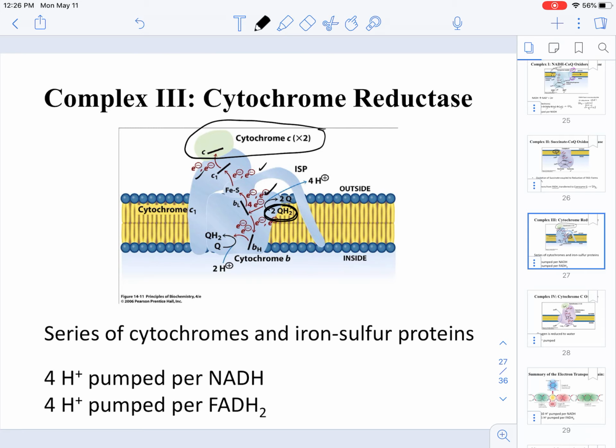Understand that specifically, once we are on complex 3, protons are going to be pumped again from the matrix of the mitochondria into the inner membrane space of the mitochondria, okay? So understand that it doesn't matter if ubiquinol came from complex 2 or it came from complex 1. At the end of the day, 4 protons will be pumped, okay, because remember that the ubiquinol came from those 2 complexes. So in complex 3, we have an additional 4 protons that are pumped.